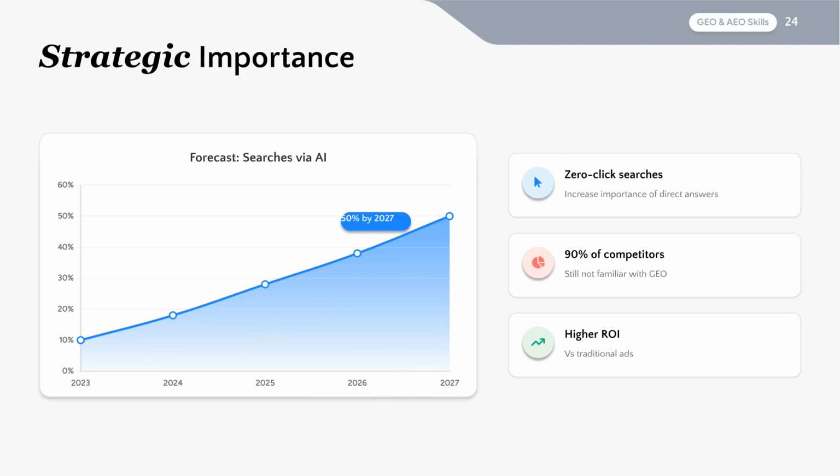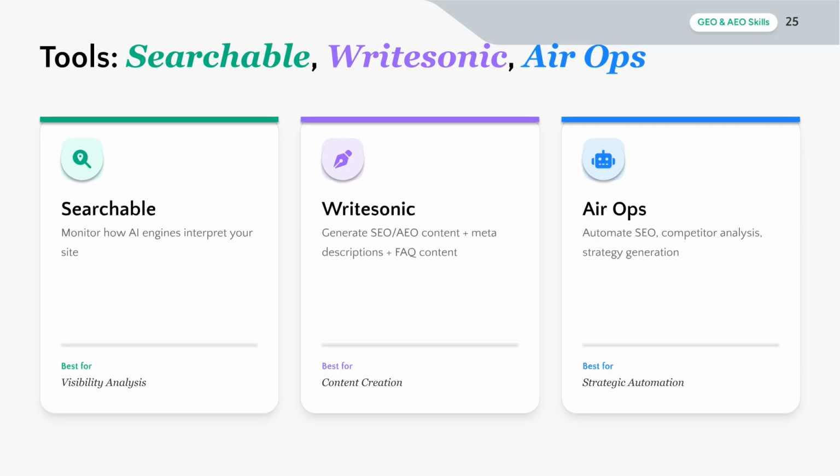Strategic importance is high, with 50% of searches forecast to be via AI by 2027. This increases the importance of direct answers, as most competitors are still unfamiliar with GEO. Useful tools include Searchable for monitoring AI engine interpretation, Writesonic for content generation, and AirOps for strategic automation of SEO and competitor analysis.